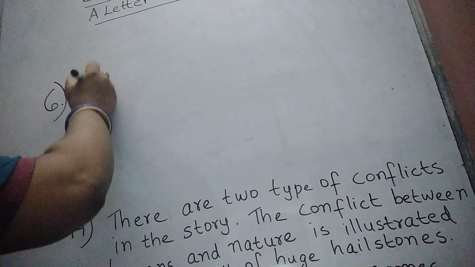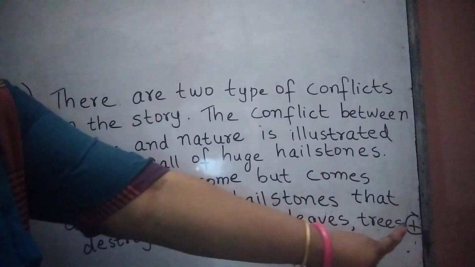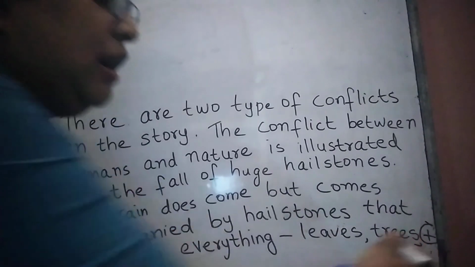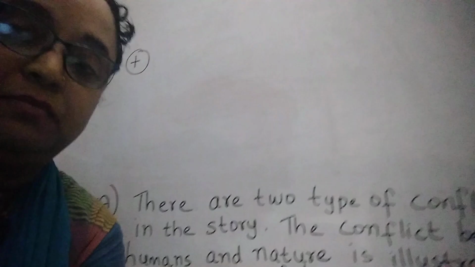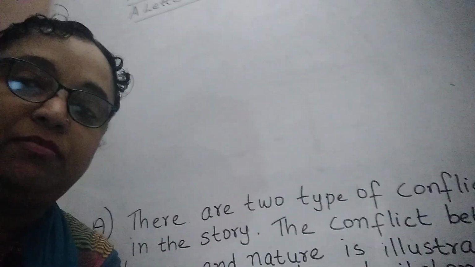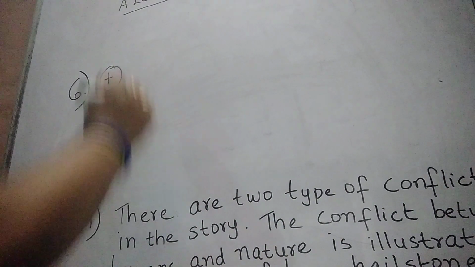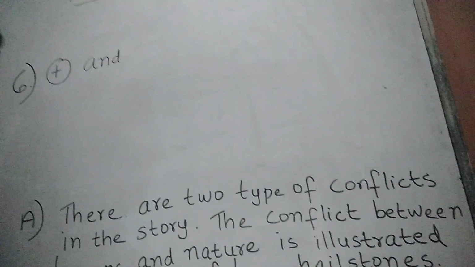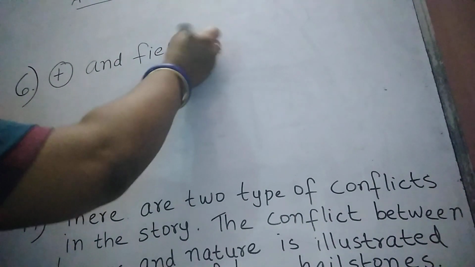Now I'll put a plus here so that you will know that this is the continuation of the answer which is written here. Okay, leaves, comma, trees. Then you will put a comma here. After trees also you have to put a comma. Then we'll continue writing here. And fields. Full stop.